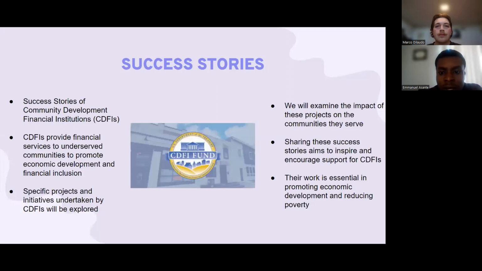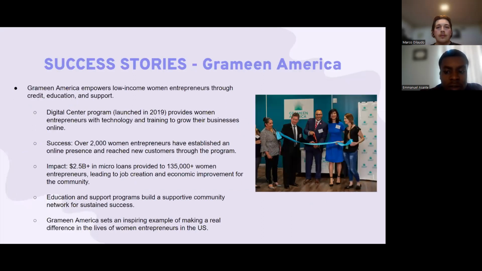CDFIs are specialized financial institutions that provide services to underserved communities with the aim of promoting economic development and financial inclusion. So let's explore some examples of how CDFIs have successfully achieved their goals. We'll be looking at specific projects and initiatives undertaken by CDFIs and the impact that these projects have had on the communities they serve. CDFIs play an important role in providing financial services and support to those who need it most, and their work is essential in promoting economic development and reducing poverty. So let's just get started and we'll take a closer look.